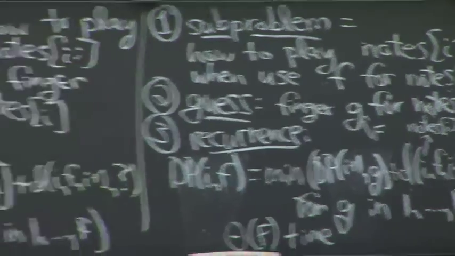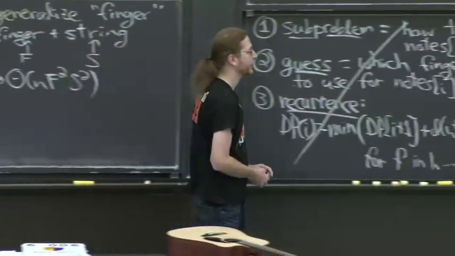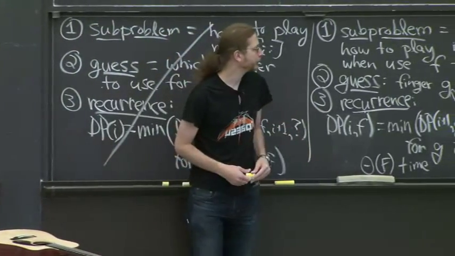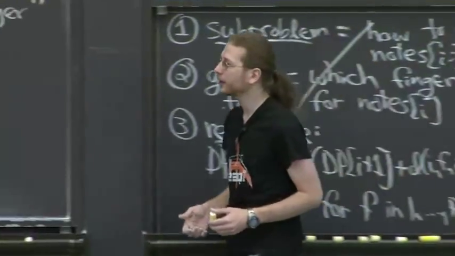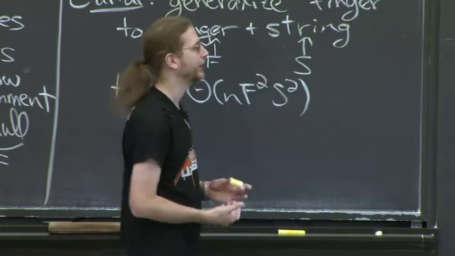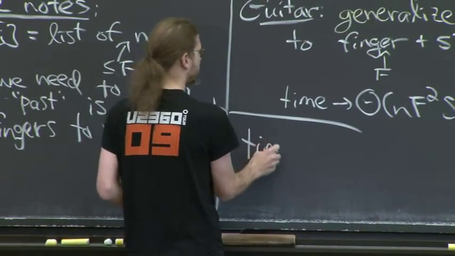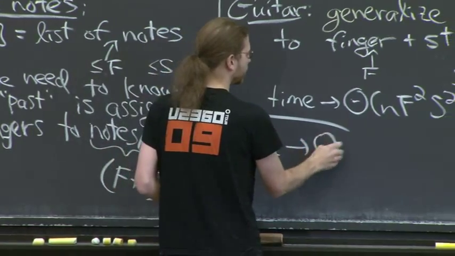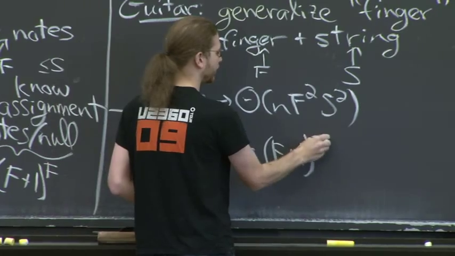And that guessing now involves F plus 1 to the F. And then we just write the recurrence in the same way. So we're basically generalizing here what we called the finger. Now it's an entire pose for your hand. Instead of F, you might write H for hand or something. And so the running time in this situation is going to go up to something like n times F plus 1 to the F.